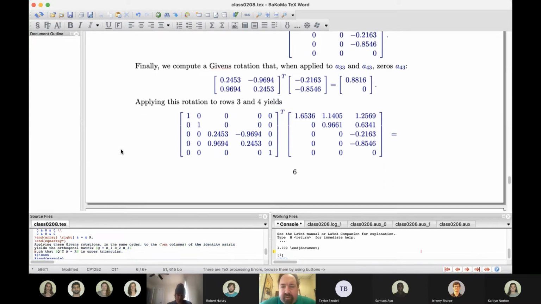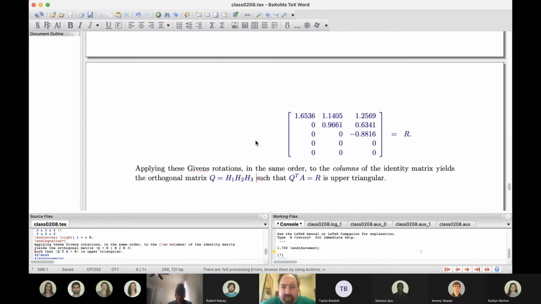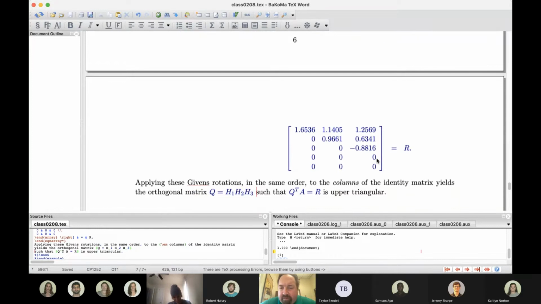Okay, so then we get to upper triangular form after eliminating all the entries below the diagonal. That is our matrix R.